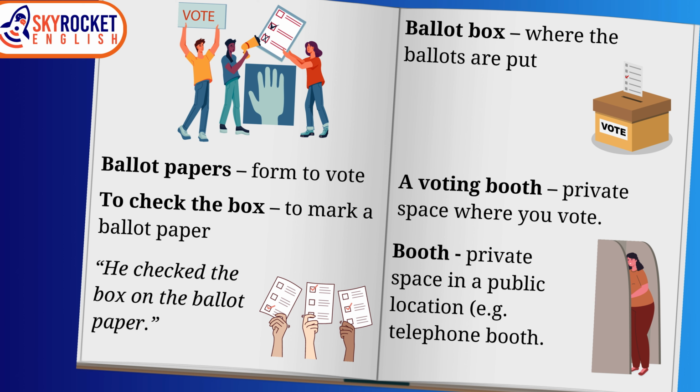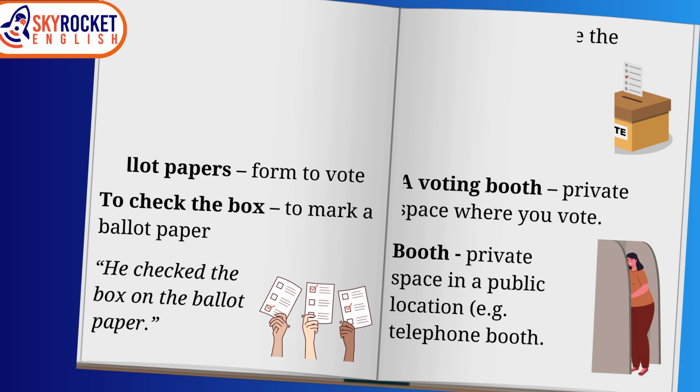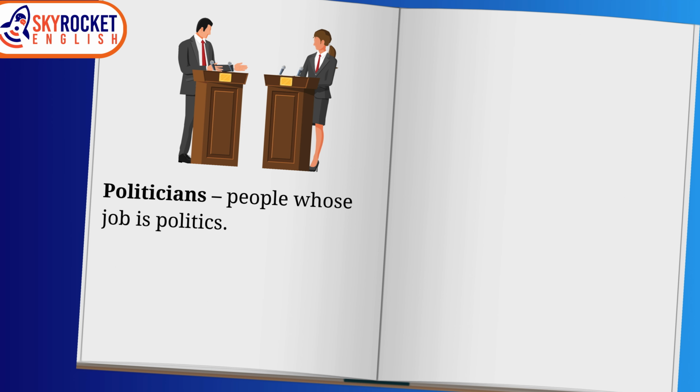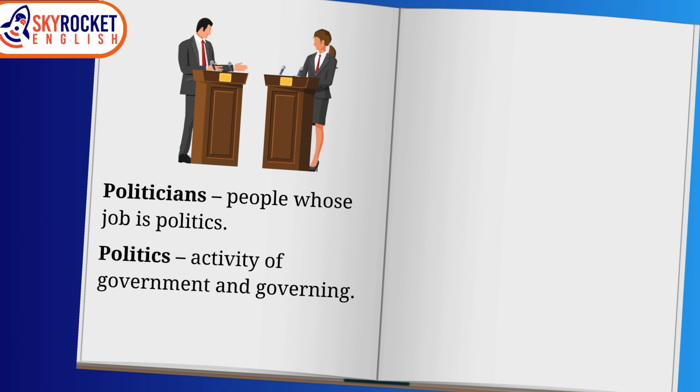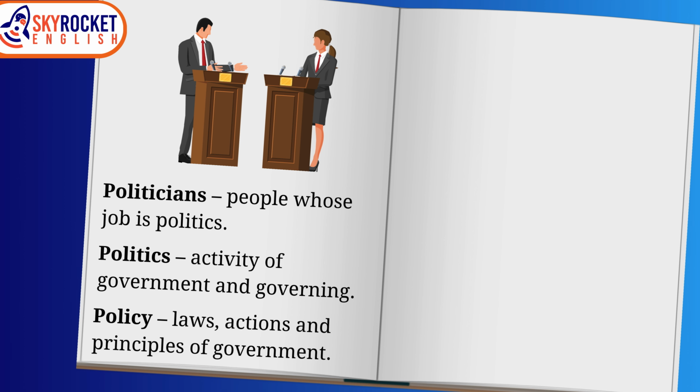Next, let's talk about the people involved in elections. The main people are, of course, politicians, whose job is to engage in politics. The next word is politics, which is the activity of government and governing. Finally, there is the word policy, which are the laws, actions and principles of government. These three words are often confused, so make a note. And here are some example sentences.